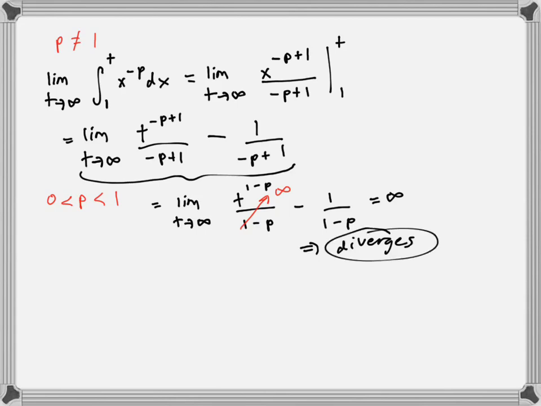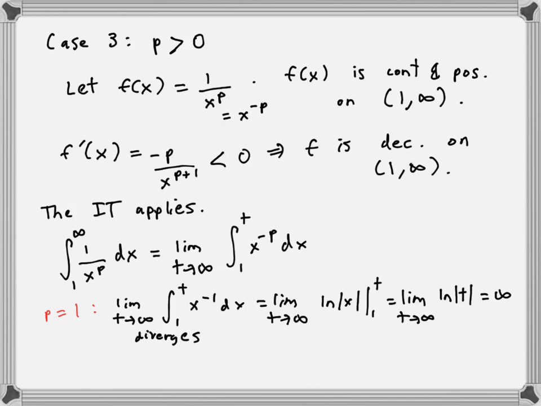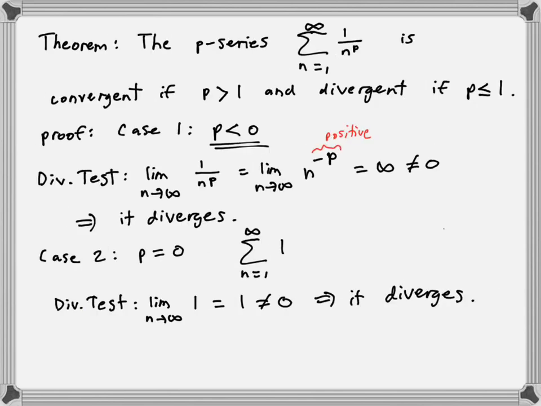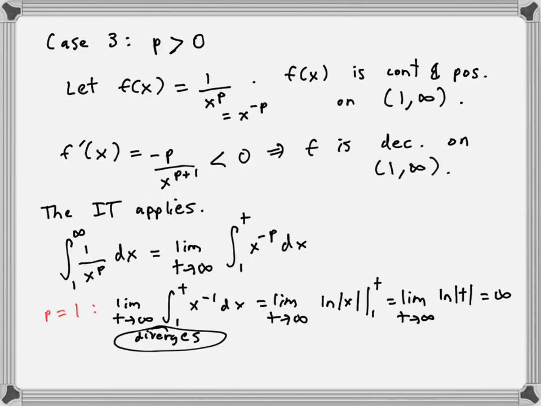If we go back a step, we notice we got diverges also. So we've now determined that we diverge if we're less than 0. We diverge if we're equal to 0. We diverge if we're between 0 and 1. We diverge if we're at 1, but now comes the moment of truth. We're going to see what happens when we're bigger than 1.